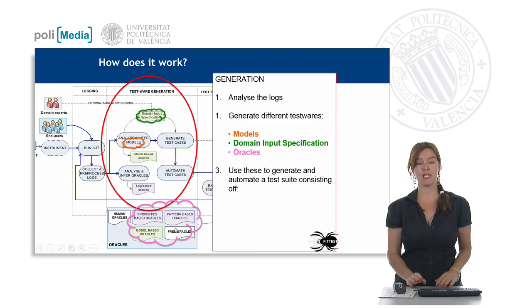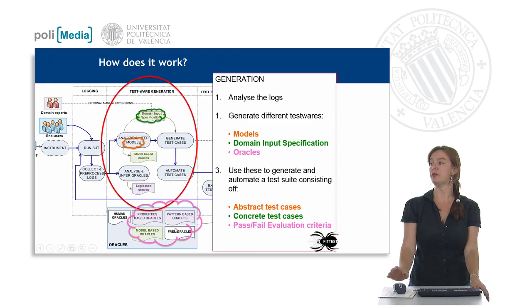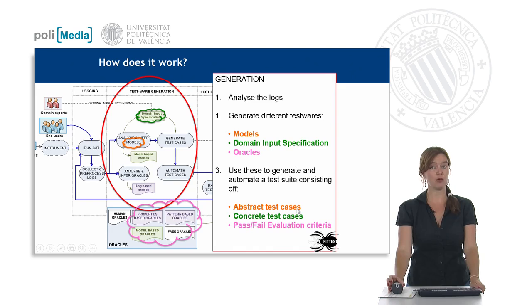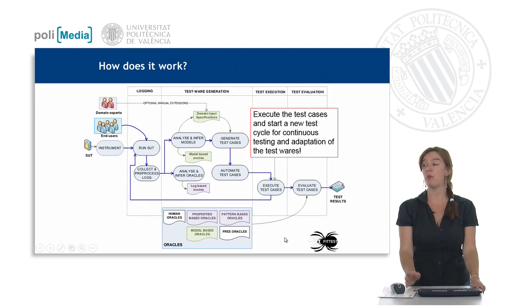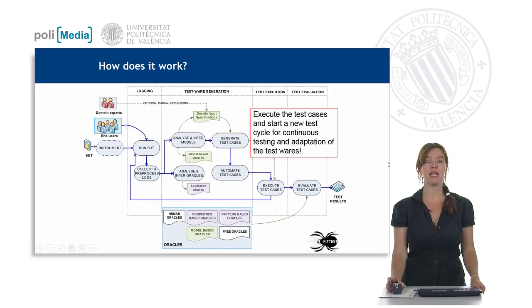So once we have all these testwares generated from the logs, what can we do? We generate an abstract set of test cases that are sequences that we generate from the model. We make them concrete by using this domain input specification, and we have pass and fail evaluation criteria based upon a selected oracle. So then when we have this test suite, we execute these test cases and start a new test cycle for continuous testing and adaptation of the testwares. So here you see executing the test cases, and this executes the system under test and logs are again being collected.